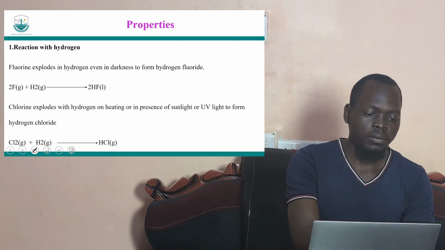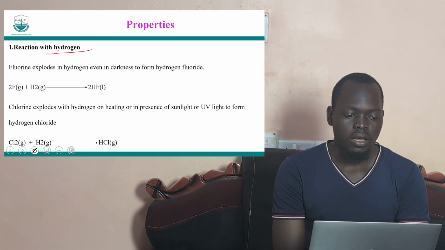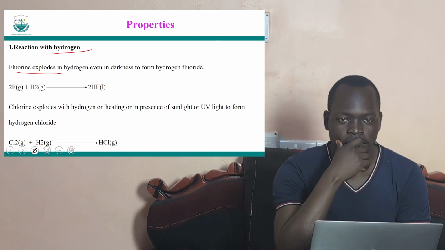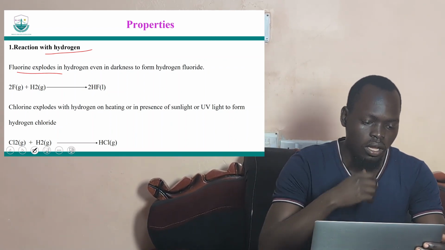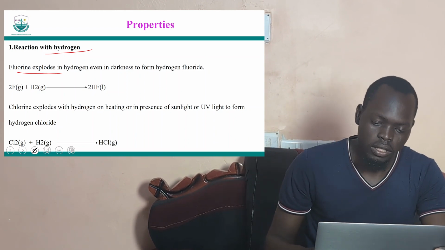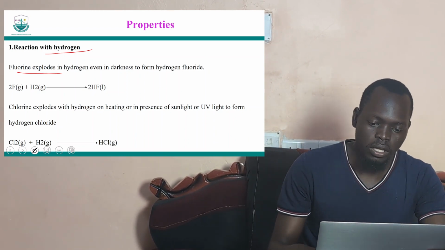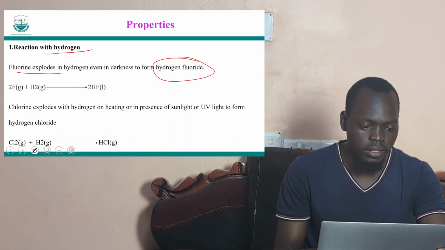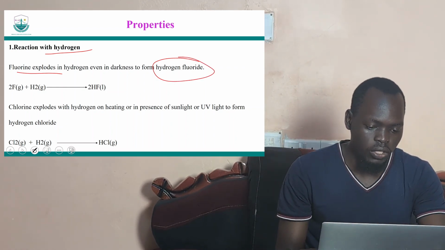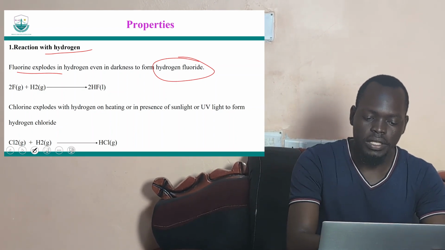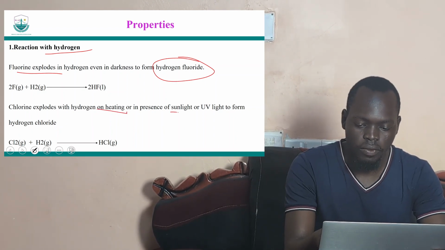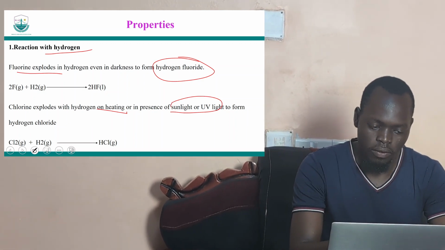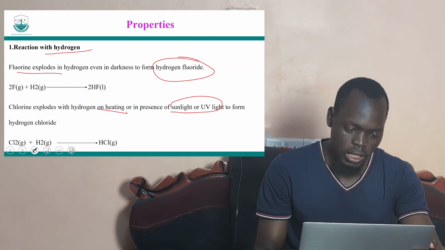Starting with hydrogen, fluorine is explosive when it reacts with hydrogen, even in darkness. It reacts with H2 and this reaction results in the formation of hydrogen fluoride. Chlorine too explodes with hydrogen, but this requires heating. In darkness, away from UV light, this reaction basically doesn't take place.